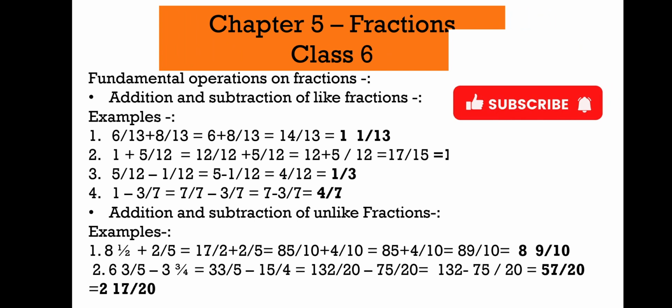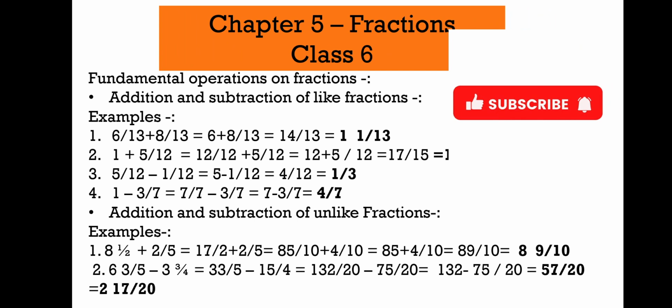Examples. 8 whole 1 by 2, that is a mixed fraction. And 2 upon 5 is a proper fraction. So we have to convert that mixed fraction to improper. That is 17 upon 2 plus 2 upon 5. Here we have to find the LCM of 2 and 5, which is 10.